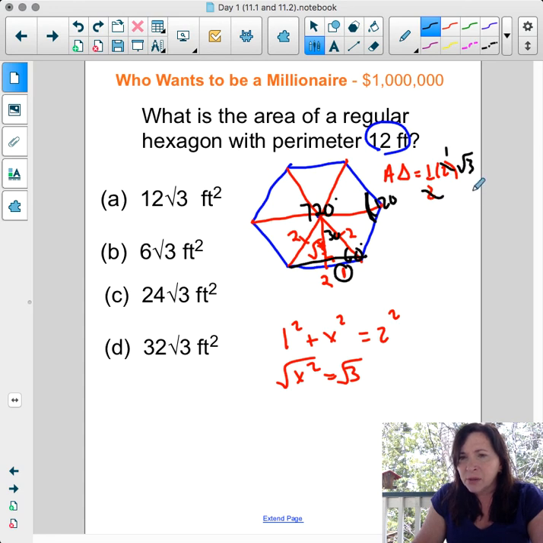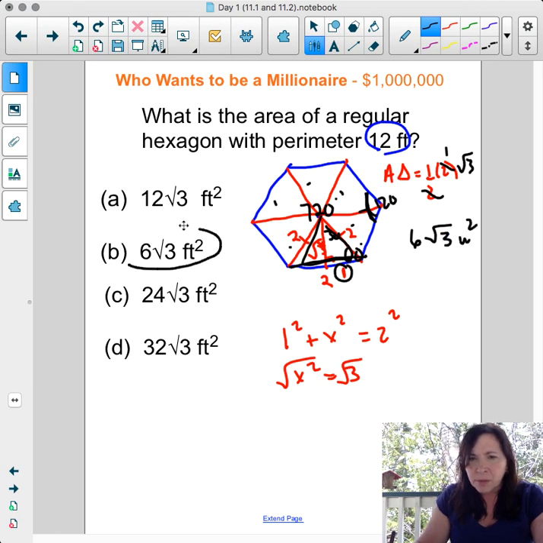The 2's are going to cancel, and so the area of one of these triangles is root 3. But I actually have 1, 2, 3, 4, 5, 6 triangles, so that'll be 6 times root 3, which is 6 root 3 units squared, which is B.